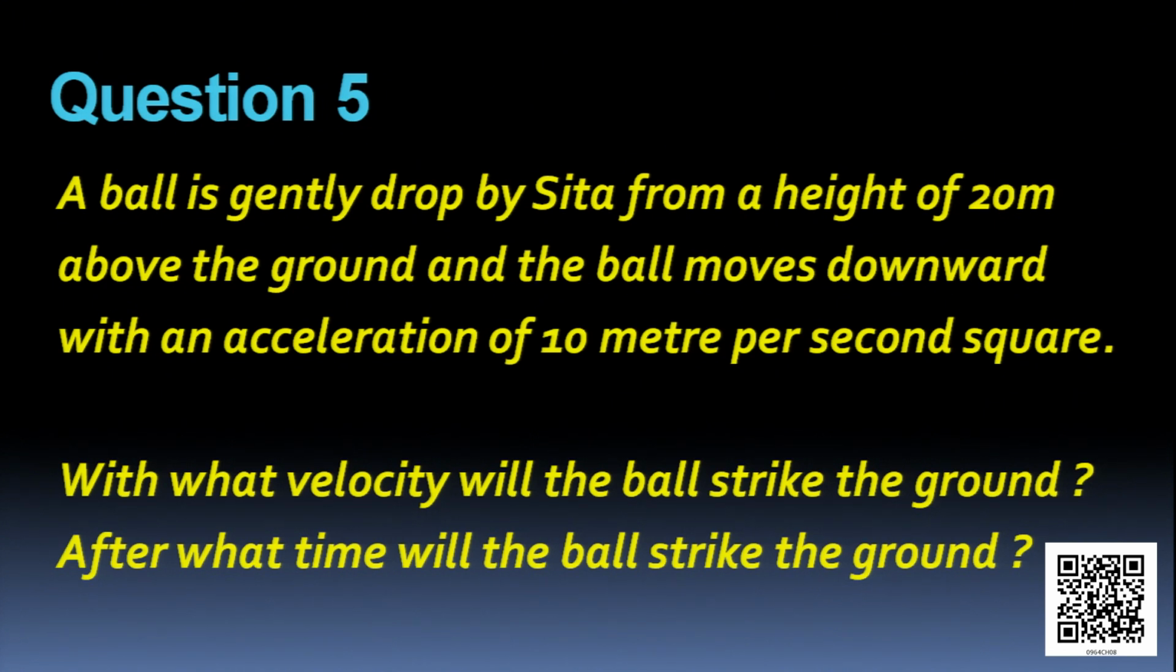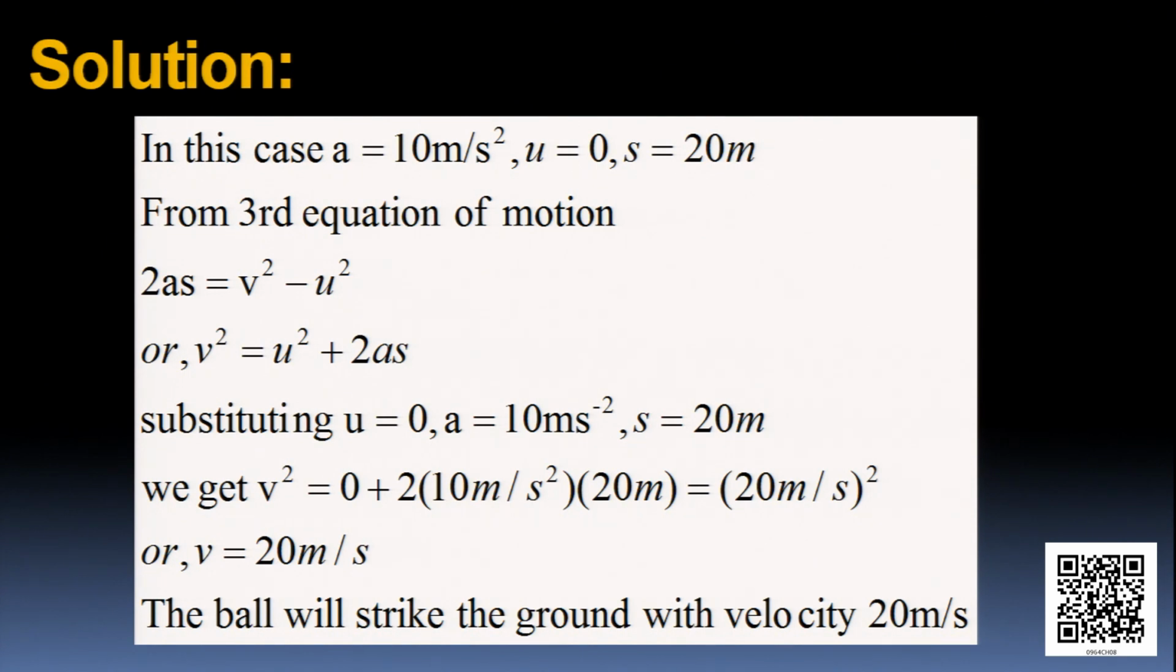A ball is gently dropped by Sita from a height of 20 meter above the ground, and the ball moves downward with an acceleration of 10 meter per second square. With what velocity will the ball strike the ground? This is the first part of the question. The second part of the question is, after what time will the ball strike the ground? What would be the solution?